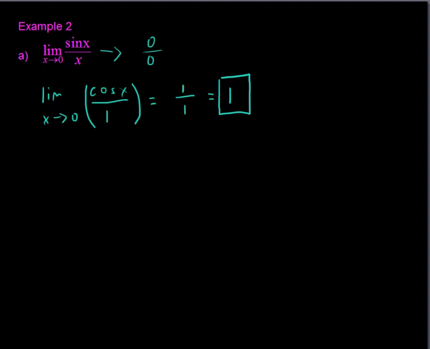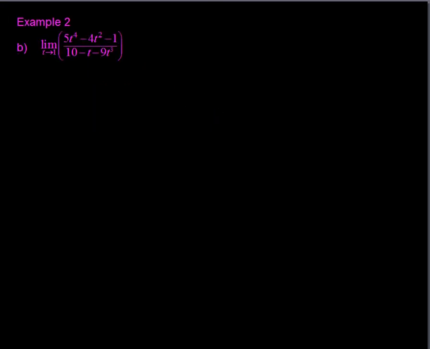All right, now we can go on to the second problem. And the second problem, we're taking the limit as t approaches 1 of 5t to the fourth minus 4t to the fourth minus 1 over 10 minus t minus 9t cubed. And so first, let's just try doing like we always do when taking the limit, and just try plugging in the value that t is approaching. So we start plugging that in. We'll get 5 minus 4 minus 1 over 10 minus 1 minus 9.